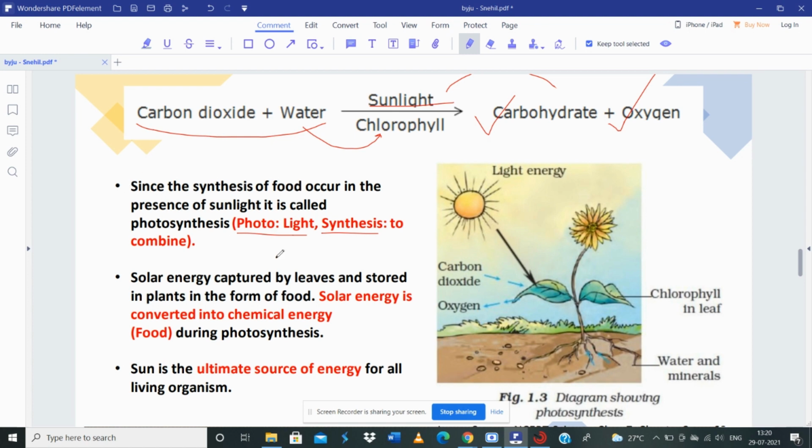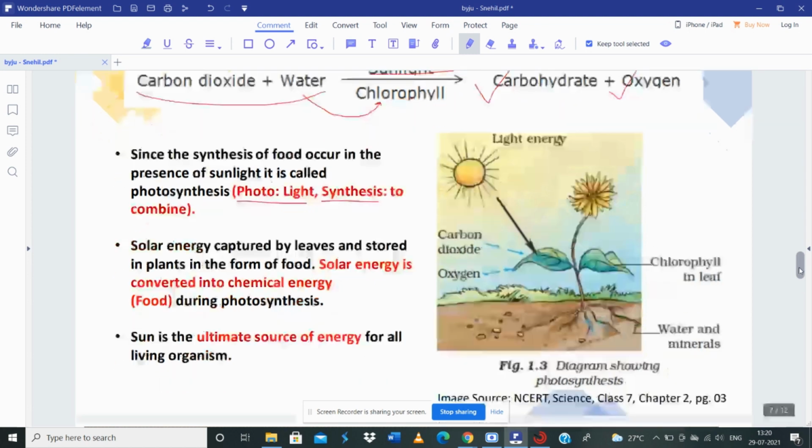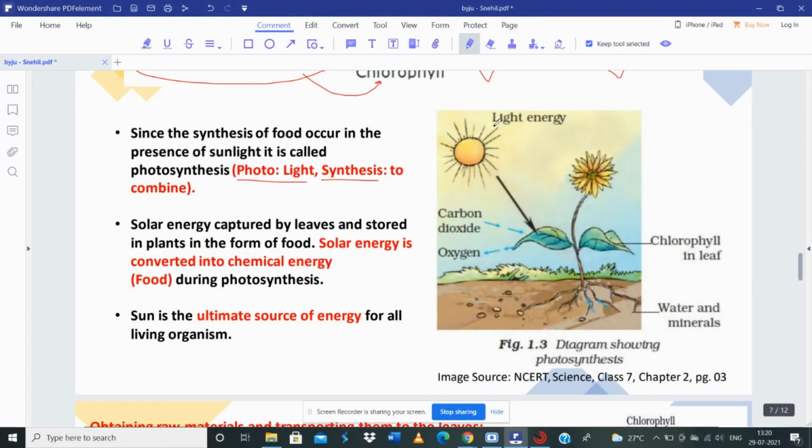photosynthesis. And in this process, we are getting energy from sunlight, right? And this energy is converted into chemical energy. So here the solar energy is converted into chemical energy during the process of photosynthesis. And whenever we say chemical energy, we actually mean food. Actually, in food the energy is stored in the form of chemicals.